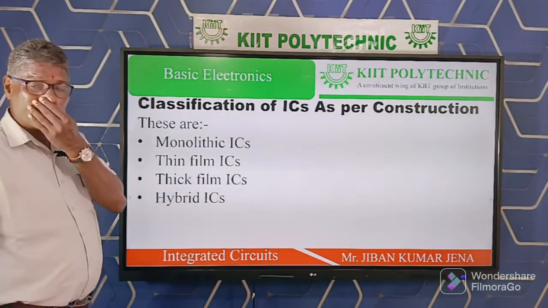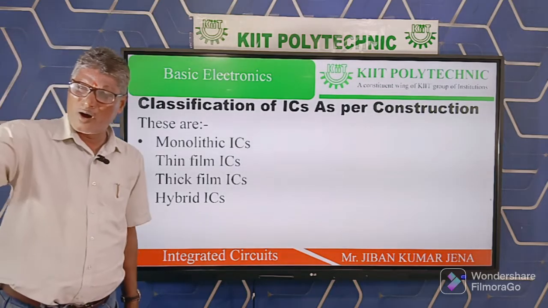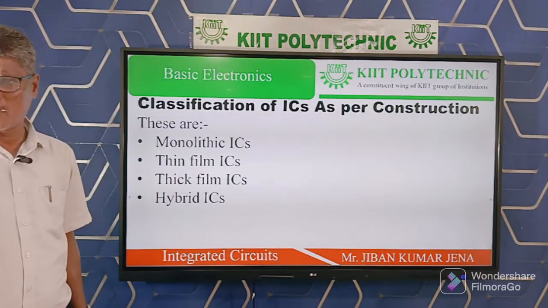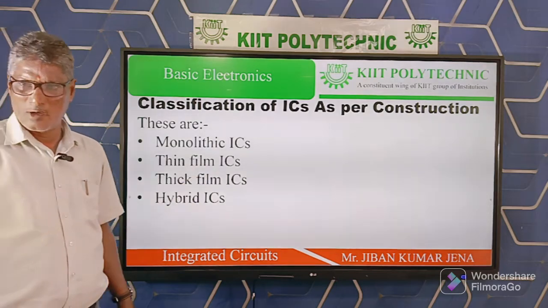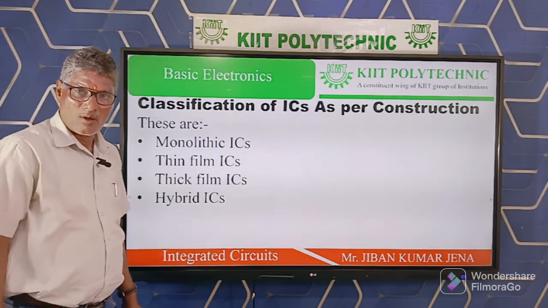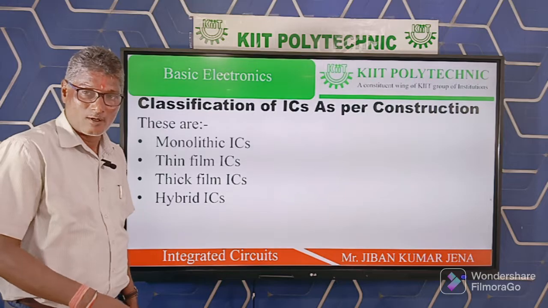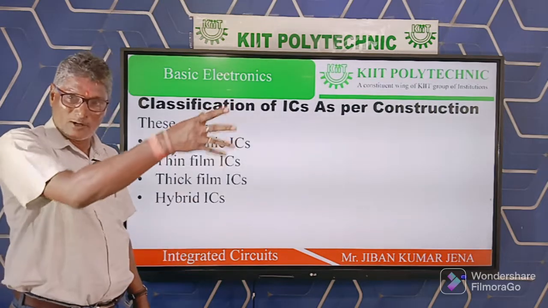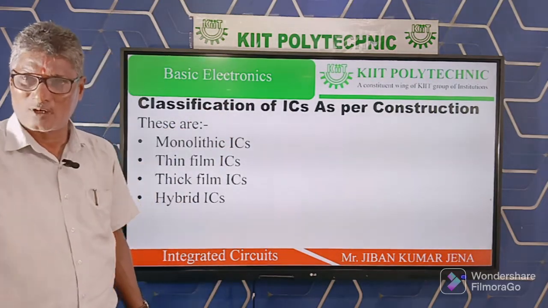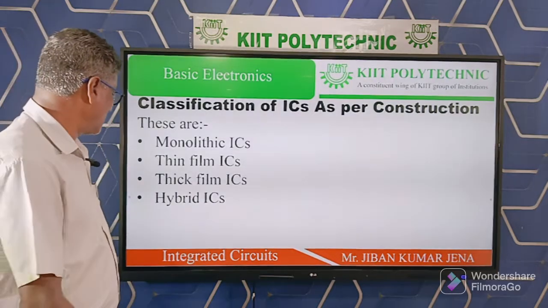So what is monolithic IC? Here a larger number of passive components like resistors and capacitors are used. You will see this in monolithic IC, and it is according to the construction, how it can be manufactured in the manufacturing unit.